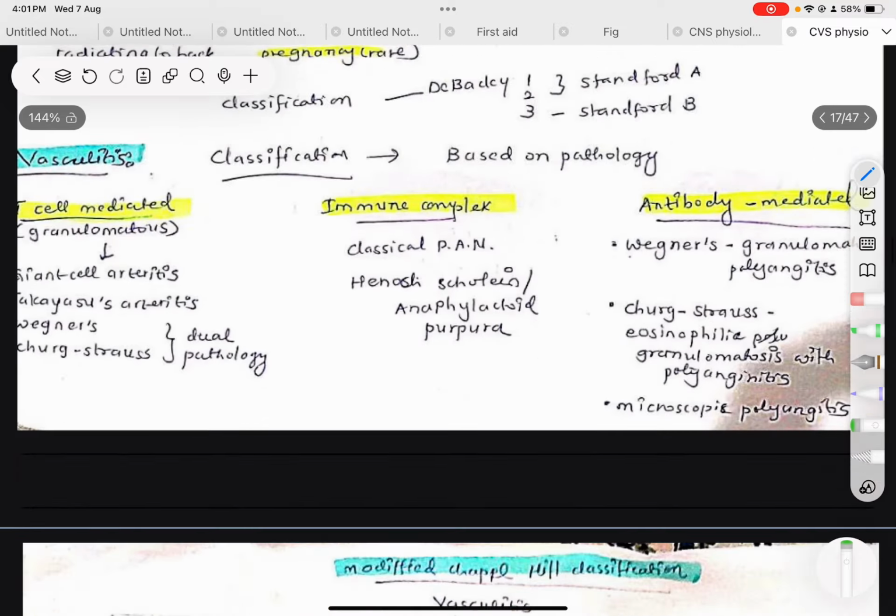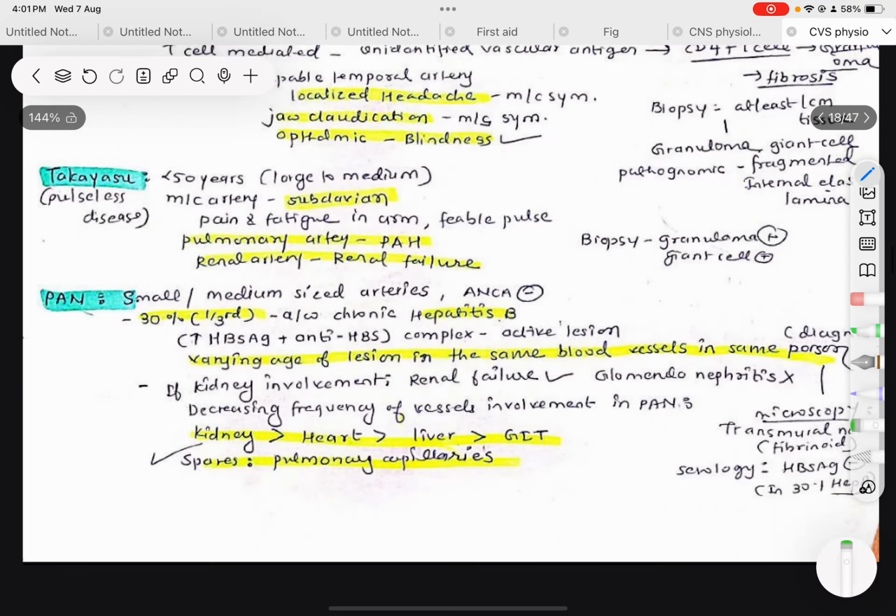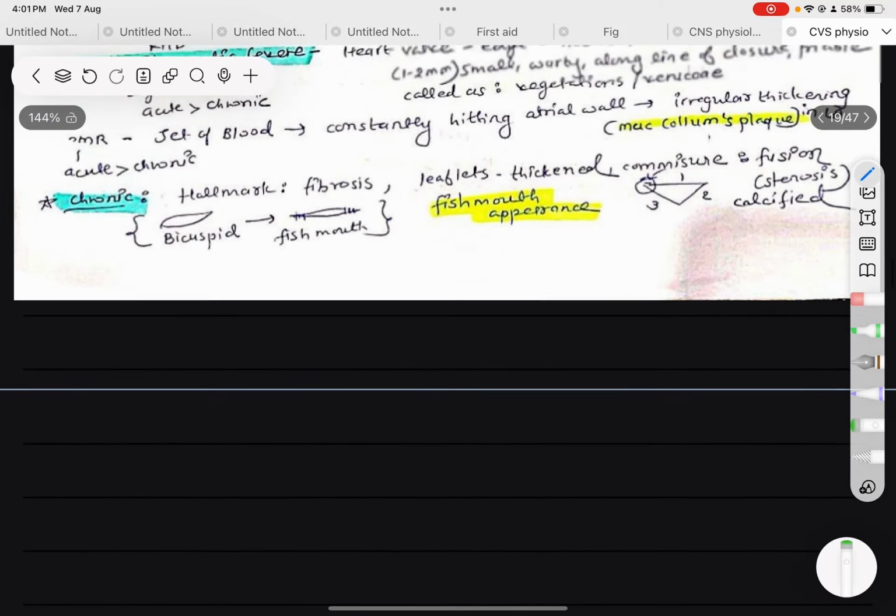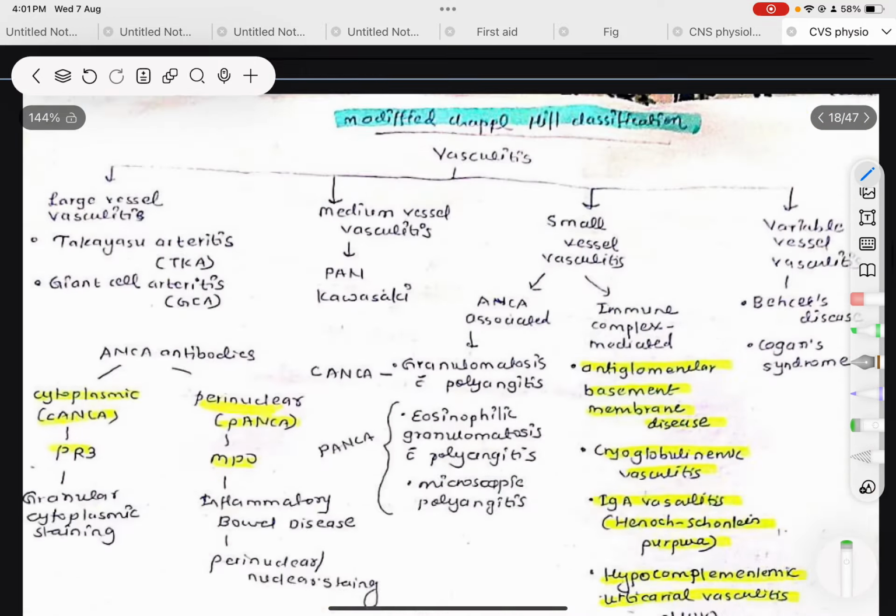This is about the pathology part of the blood vessel that I will cover in the next video.